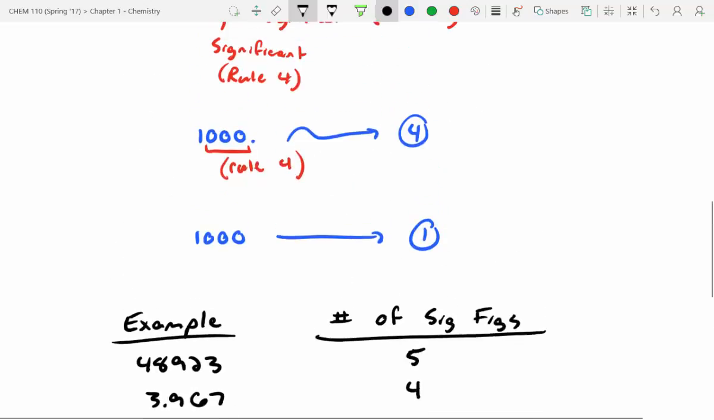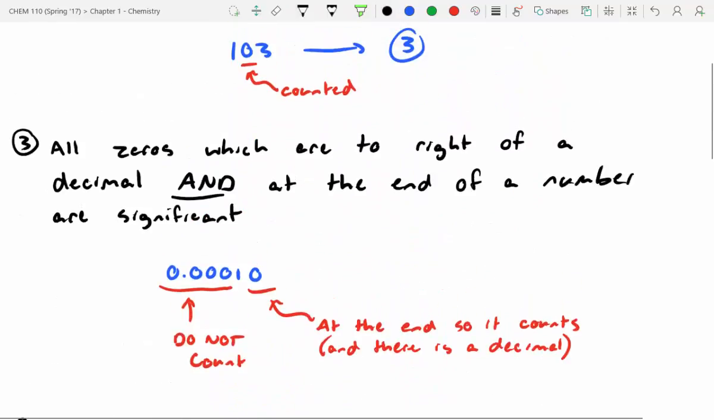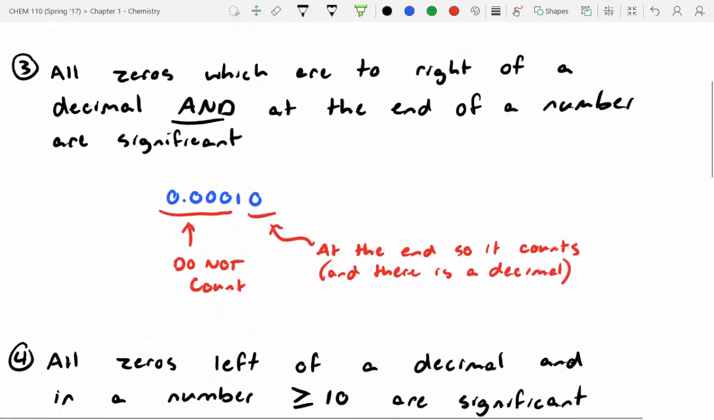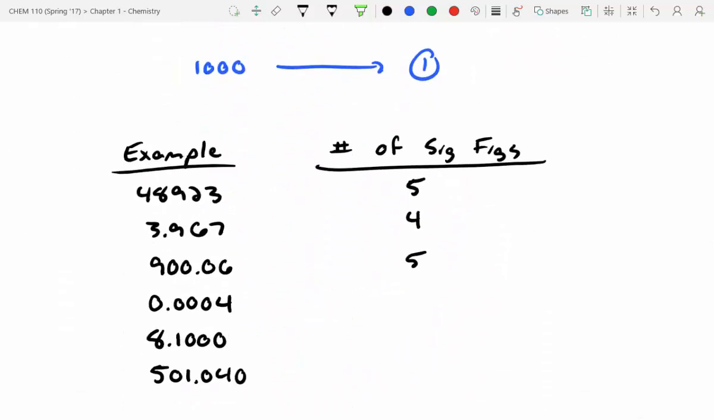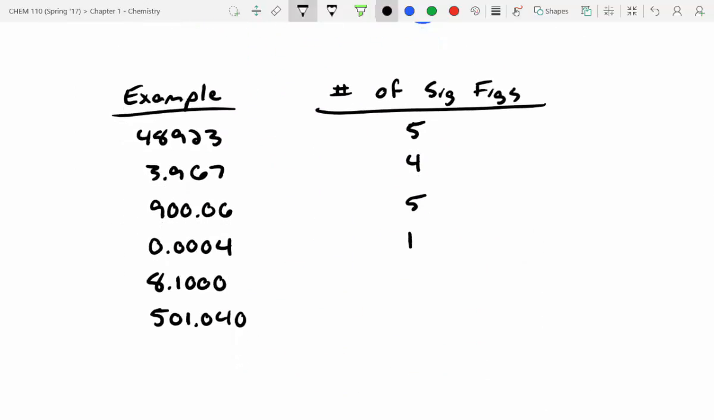Yeah, exactly. If we go back up and look at our rules, we said all zeros which are to the right of a decimal and at the end of the number are significant, but the ones at the beginning of the number aren't, so we don't count those. So rule 3 says that this next one should only have one significant figure.